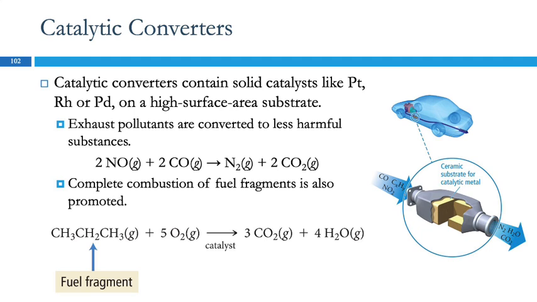So the catalytic converter has a ceramic substrate that has a really high surface area, kind of like a sponge. It's got lots of little holes in it, so the gas can go through and meet lots of these catalyst atoms, and that catalyzes these reactions. It also catalyzes the complete combustion of fuel fragments, so not all of the fuel is completely combusted into CO2 and water. In the catalytic converter that also happens, and so we reduce the amount of pollution using a catalyst. Any questions?